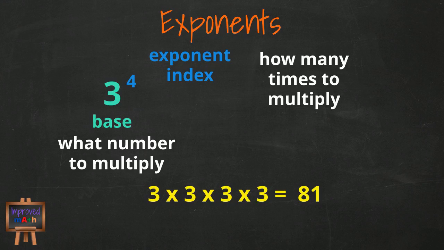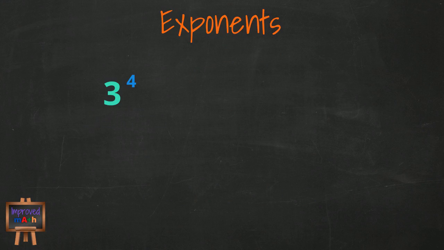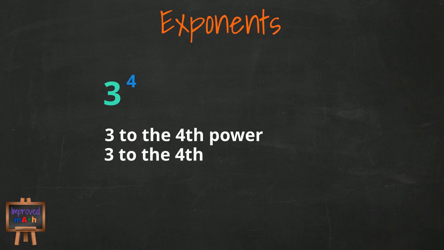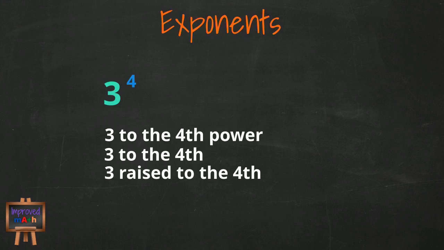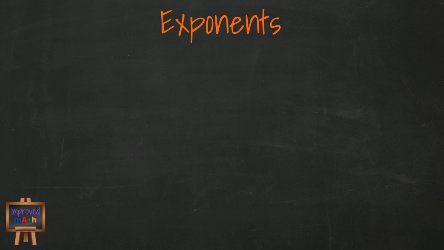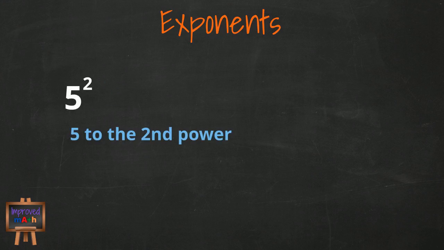So before we move on to some more examples, let's talk about writing and reading exponents, as there are several ways you can refer to them. From the example we just showed, you could say this was 3 to the 4th power, 3 to the 4th, or 3 raised to the 4th. All of these are correct. I just want to make you aware that there are many different ways you can read and write it. There are, however, two exponents that are said a little bit different, and they are: you could say this as 5 to the 2nd power, but you may hear it commonly referred to as 5 squared.